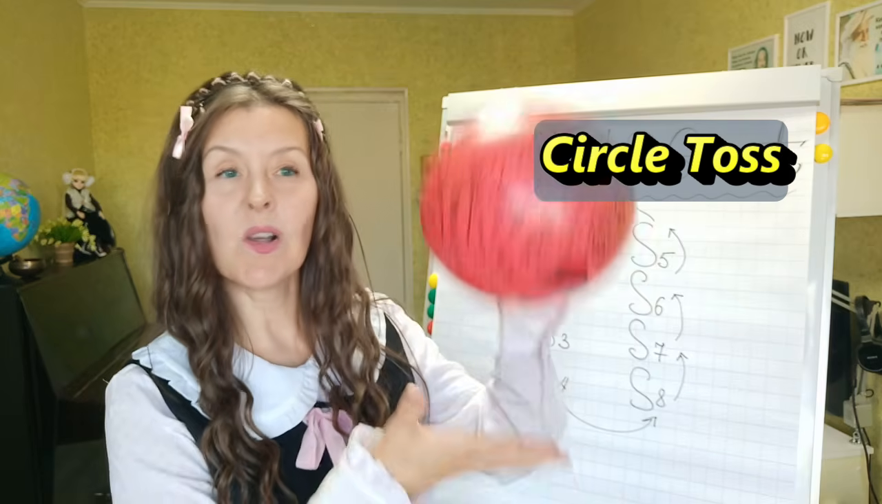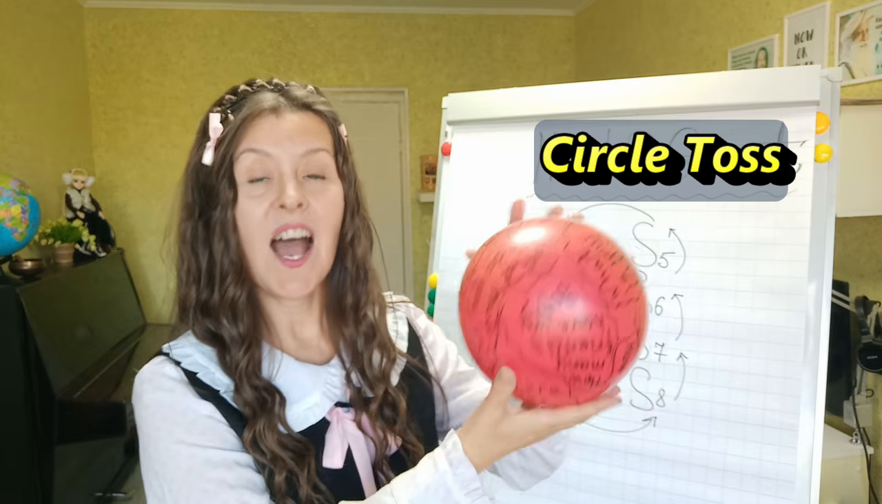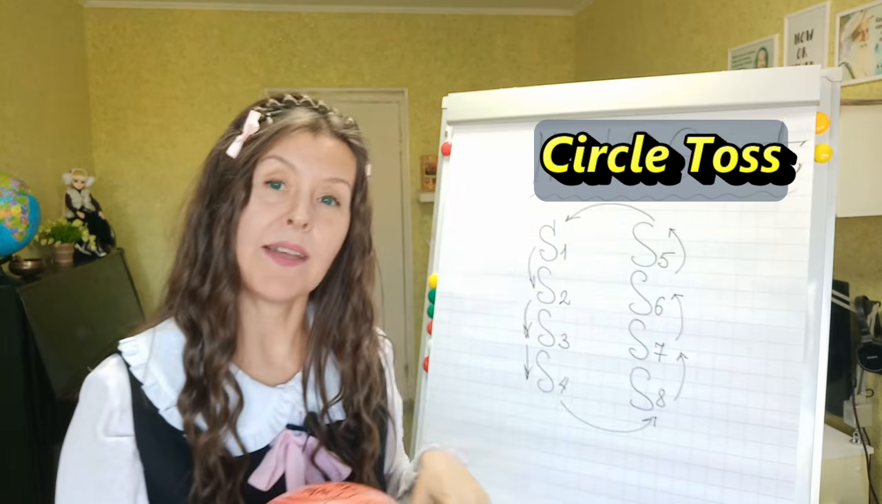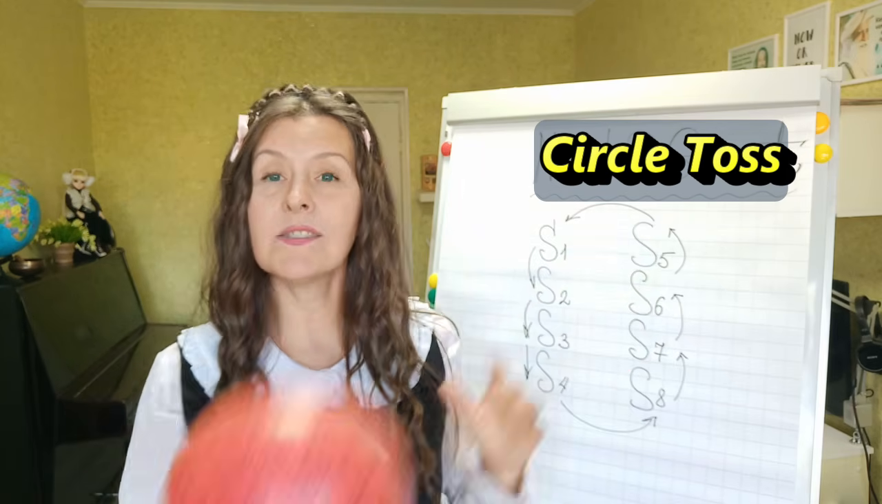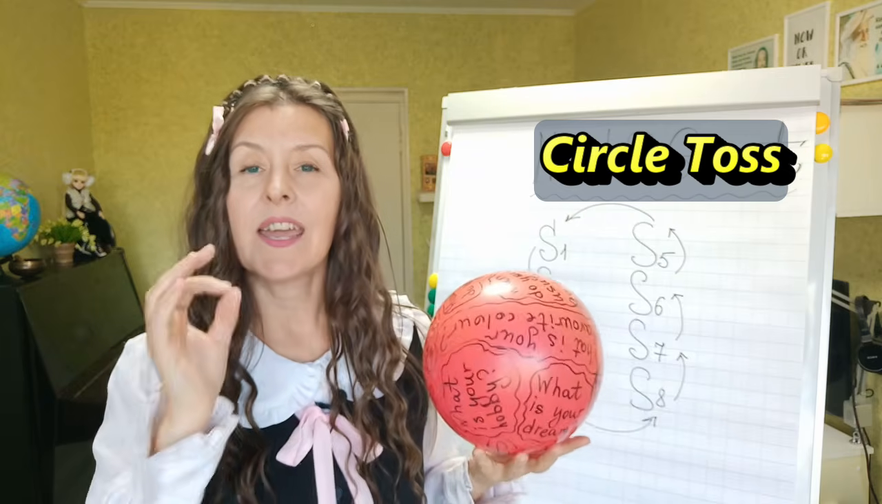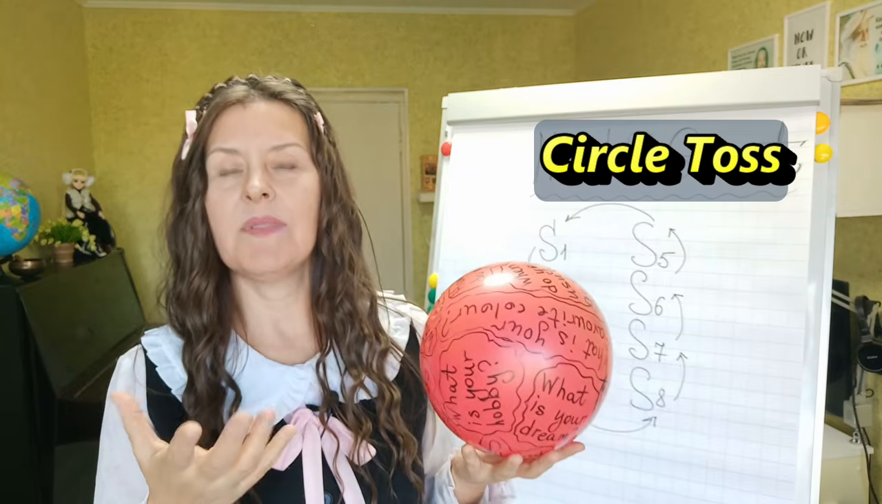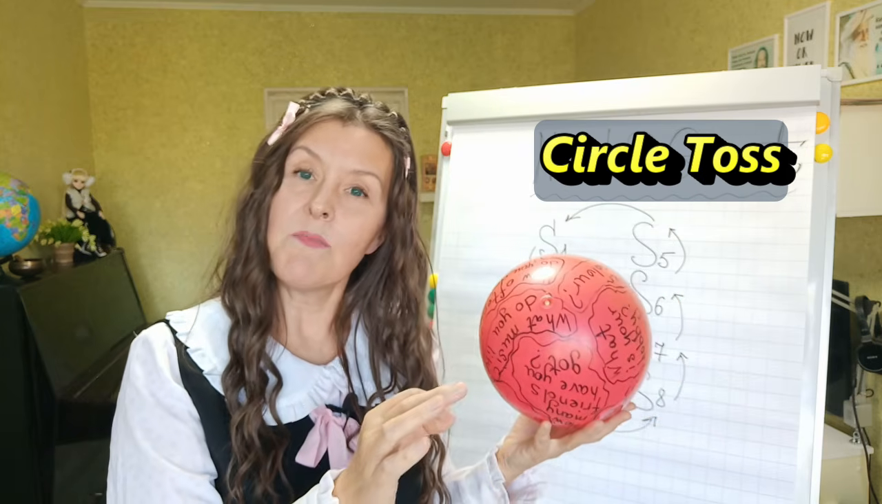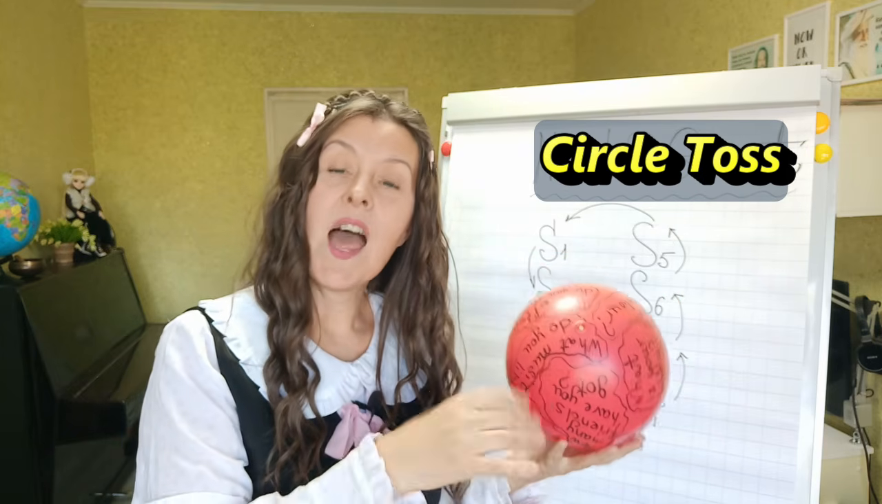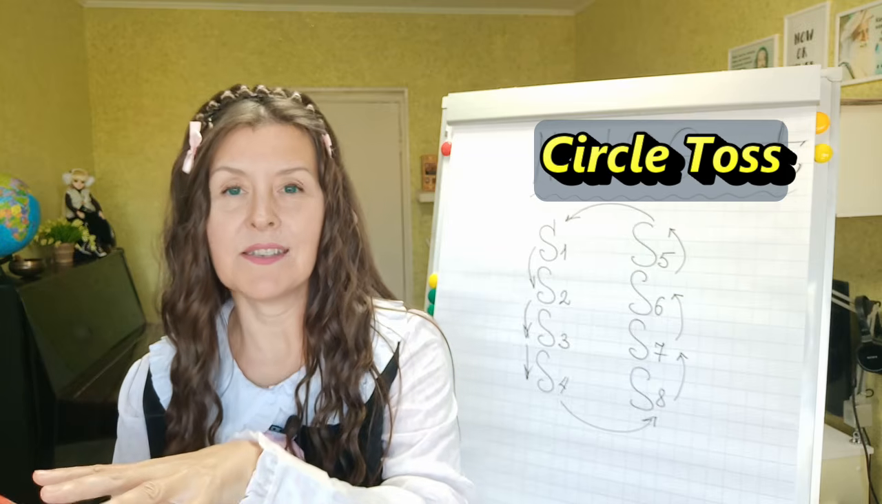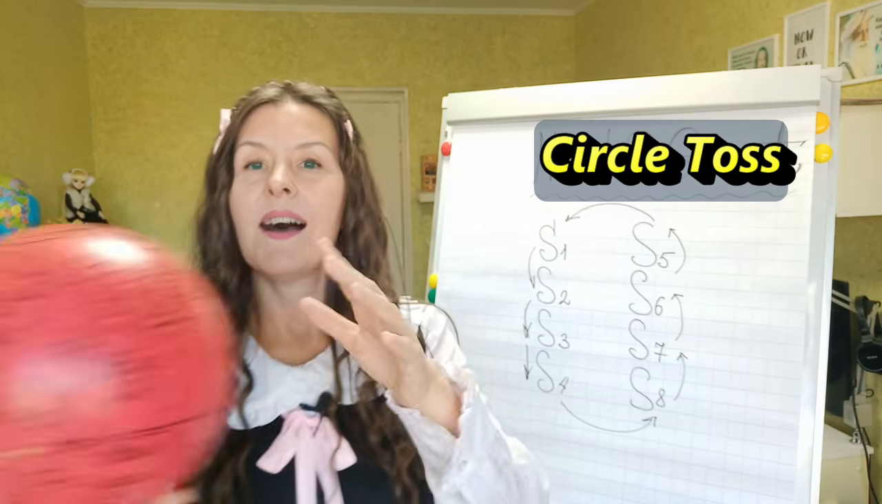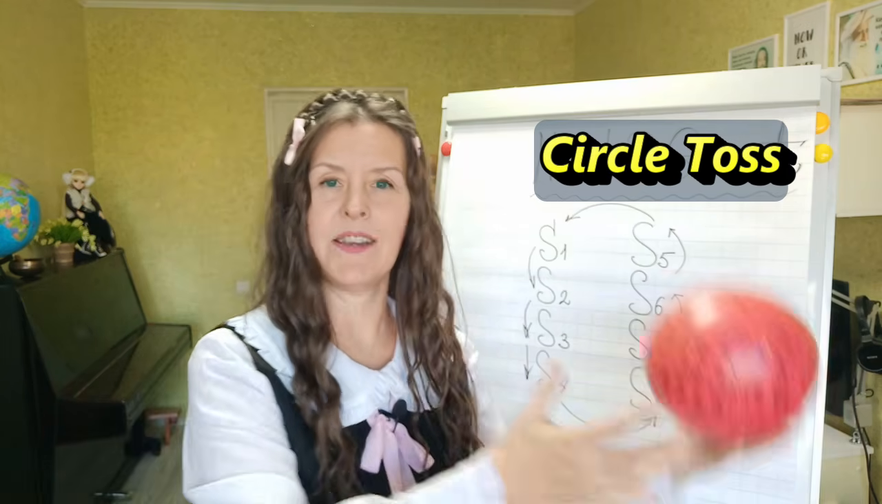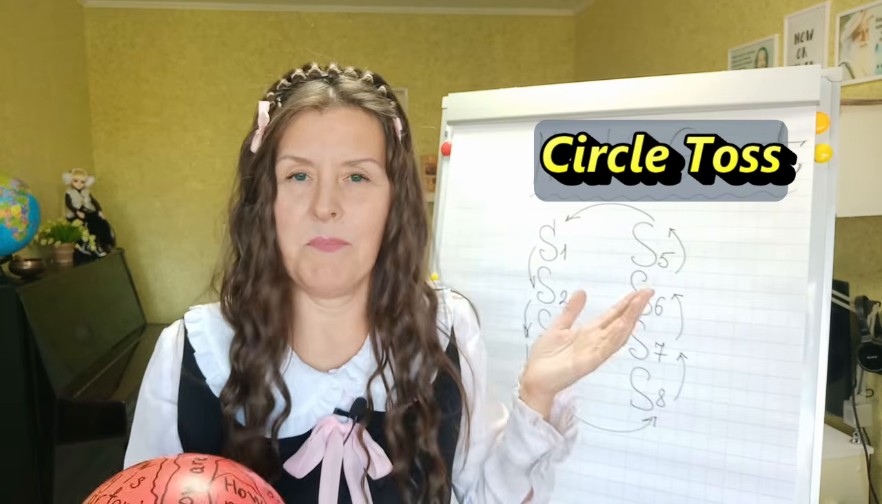The next game is called Circle Toss. Ask your students to stand up and make a circle and toss the ball to any student, giving them a model. For example, I can ride a bike, and the student should make a sentence according to this model and toss the ball to another student. I can jump. I can speak Spanish. I can play the piano.